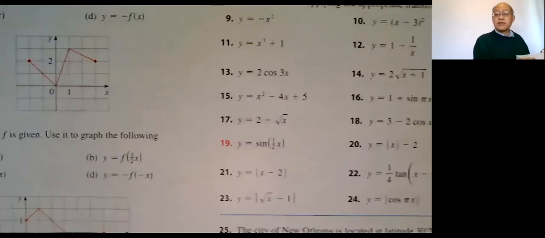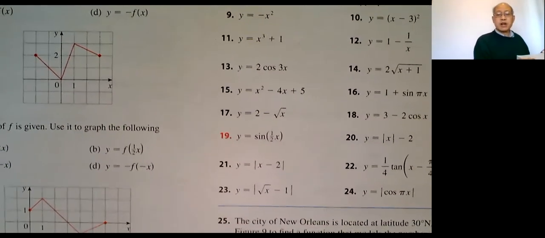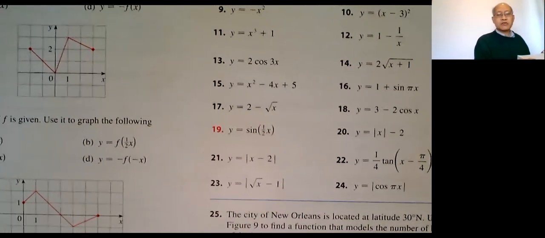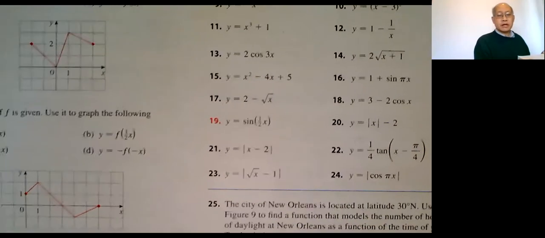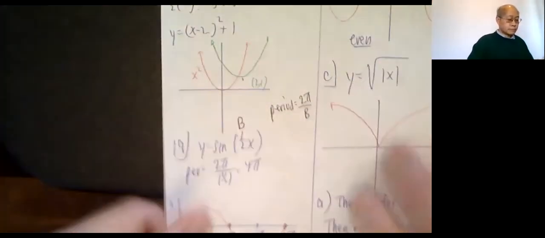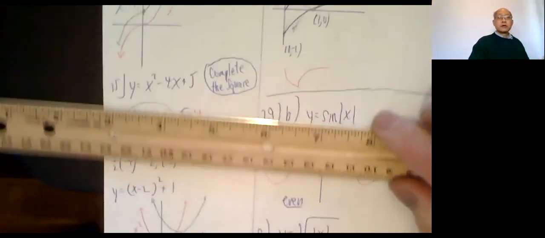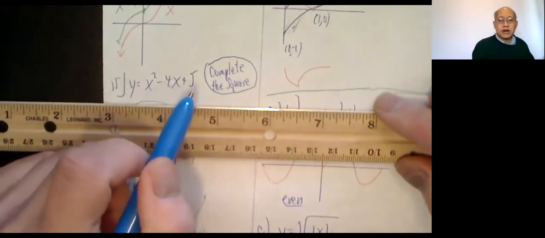Okay, 15 was harder. There's a trick to that. 15, y equals x squared minus 4x plus 5. Okay, for that one, we have to complete the square. Okay, remember the game of completing the square that you've done many times before, hopefully. So x squared minus 4x plus 5.